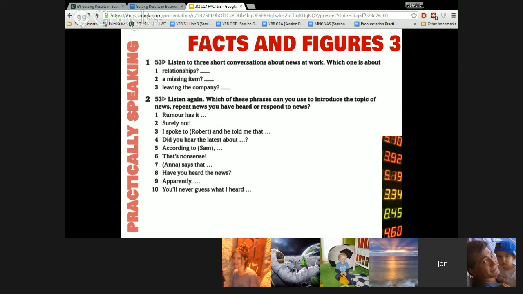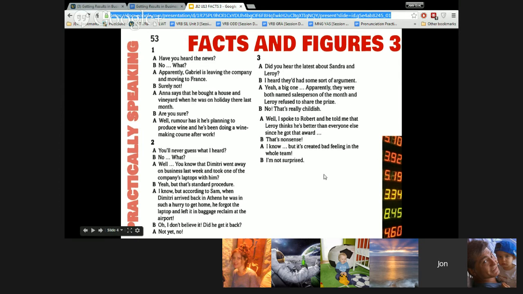You'll never guess what I heard. It is introduce the topic of news. Introducing a topic, absolutely. Let's take a look at the text, and let's look for apparently in the text. You see it, Rebecca?